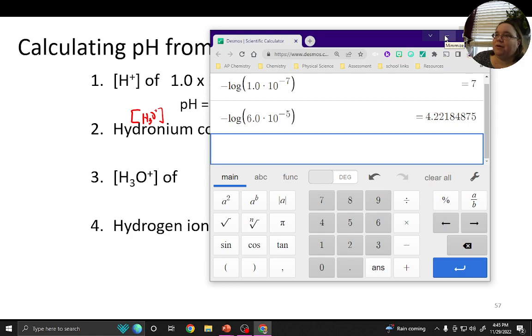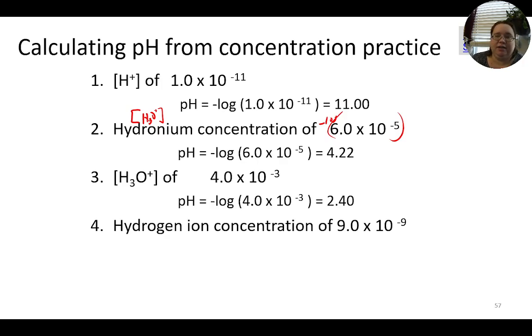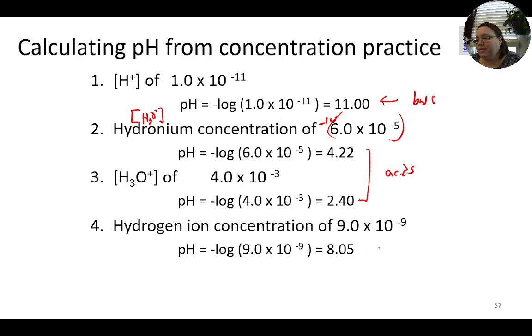So you try, pause the video, and try the next 2. Ready? So finding my pH, well, again, H3O plus hydronium ion concentration and hydrogen ion, they are interchangeable. It's just the negative log of that number. So 2.4. Notice that since both of these items have pHs below 7, these things are both considered acids. Since my first item had a pH above 7, it's considered a base, as well as my last example.